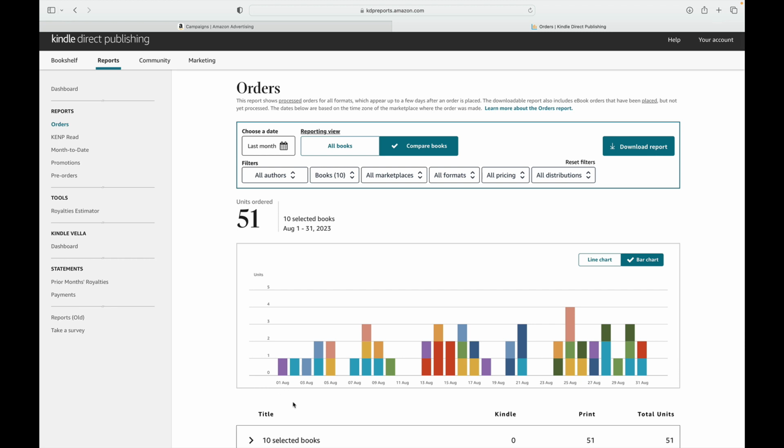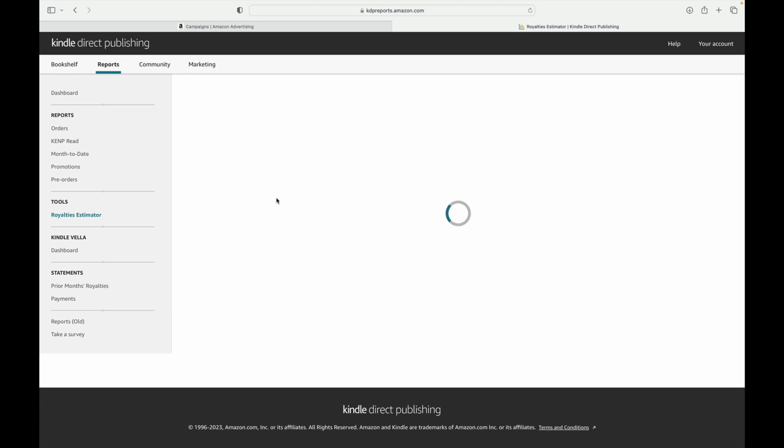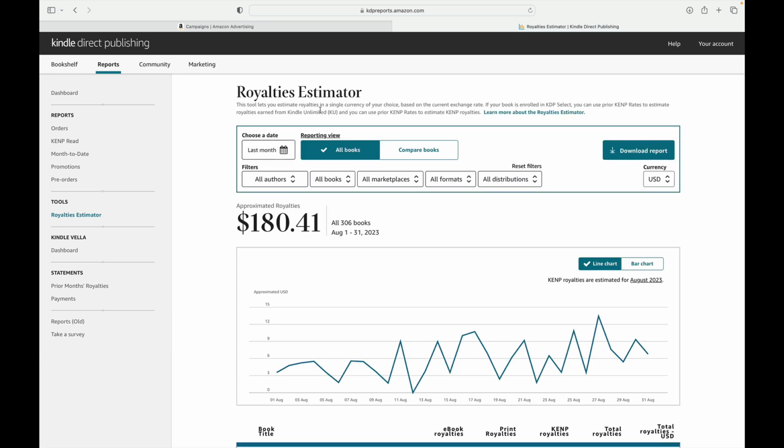Now, the fun part I always love is to see what we actually generated in terms of royalties in that month. Now, this is a snapshot of what we're at in September, so don't peek. That'll be in next month's video. But we will look at last month, where we will see that last month in August, those sales converted to approximated royalties of $180.41. So again, incredibly exciting. We are seeing a well into the three figures month.